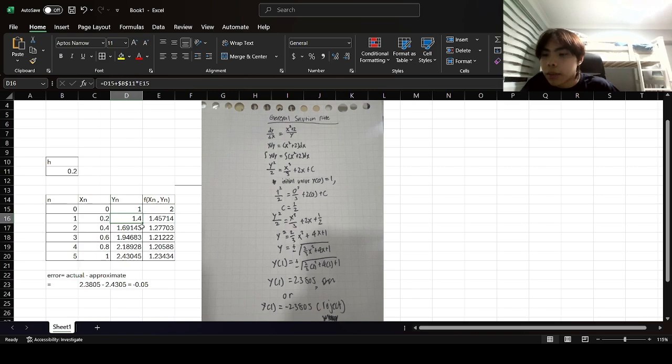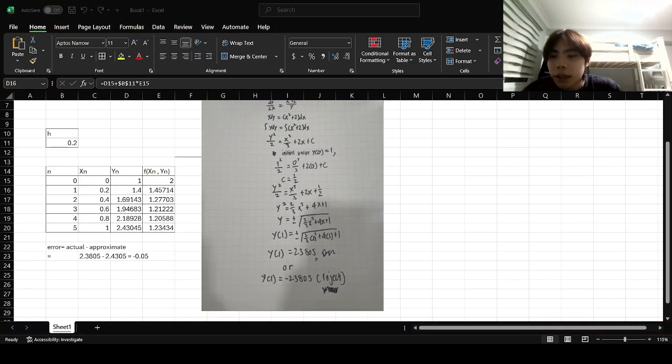Once those formulas are set up, we drag them all the way down to 5 rows, and when x equals 1, y is equal to 2.43045. Now let's look at how close the exact calculus work is to our Excel table. We can solve everything using separation of variables.